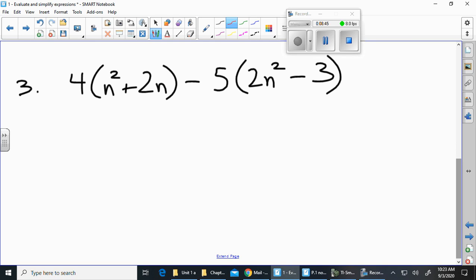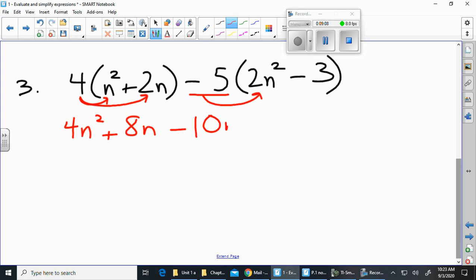You have to distribute. 4 times n squared, 4n squared. 4 times 2n, 8n. Now here I'm distributing a -5. So -5 times 2n squared is a -10n squared. A -5 times a -3 is plus 15. So your grouping symbols are gone.